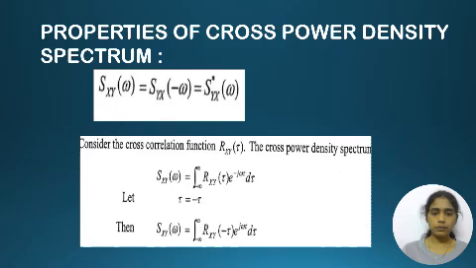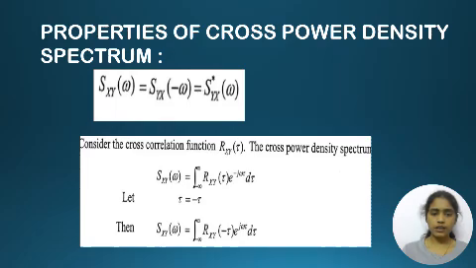Properties of cross power density spectrum. Sxy of omega equals Syx of minus omega equals S star yx of omega. Consider the cross correlation function Rxy of tau. The cross power density spectrum Sxy of omega equals integral from minus infinity to infinity Rxy of tau e power minus j omega tau d tau.